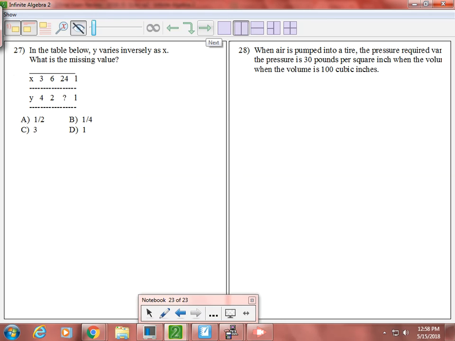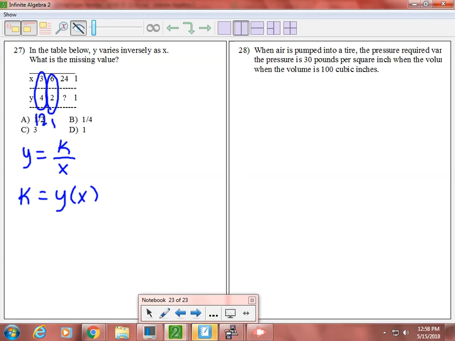In the table below, these vary inversely. So if you have inverse variation, it's y equals k over x, and if we're trying to find our k value, it's y times x. Well, here we're missing a value. So what I would do is look and say, what is my k value? Well, here it's 12. So what's it going to take to make that become 12? Well, a half of 24 is 12. So this one should be A for 1/2.